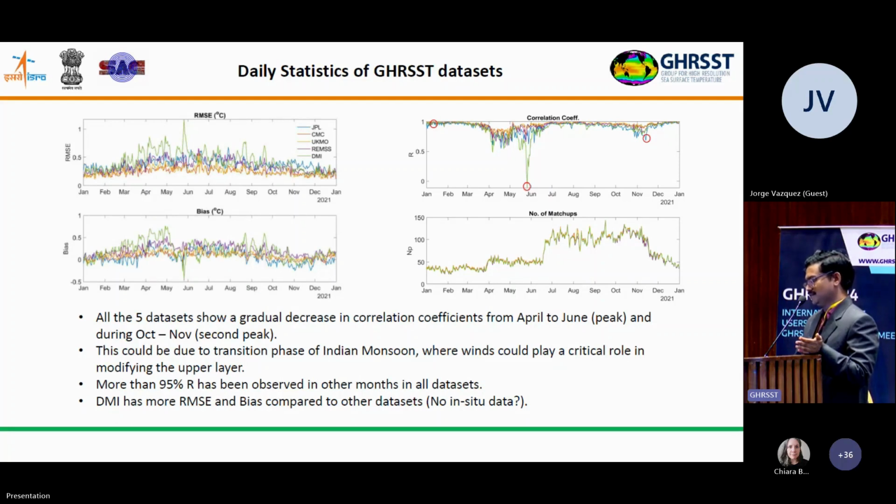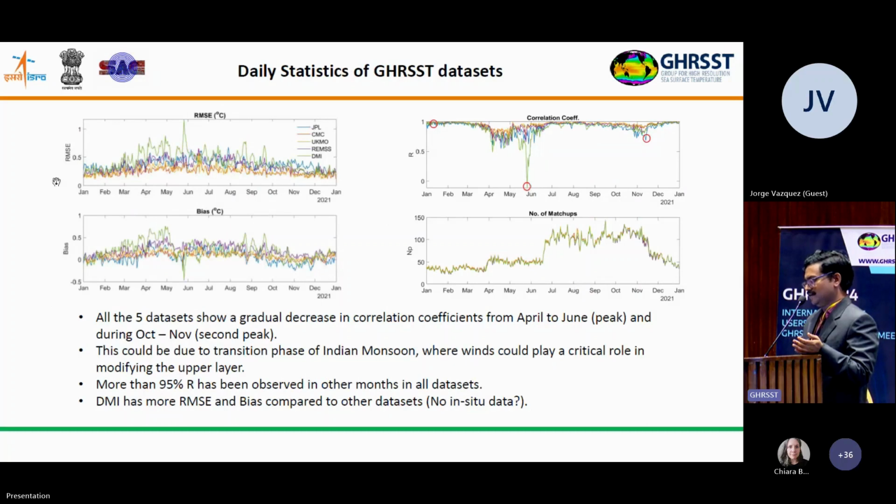But from March onwards, up to the end of May and up to June, we have seen a gradual decrease in the correlation coefficient in all the data sets, with DMI obviously showing more deviation. So this is the bigger peak, and the secondary peak is observed during the October-November months. As we all know, in the North Indian Ocean this is linked with the transition phase. April-May is pre-monsoon, and October-November are post-monsoon seasons. We have to see why this is coming exactly. This could be due to the transition phase where the winds change from one direction to another, and the mixing dynamics also change drastically during this period.